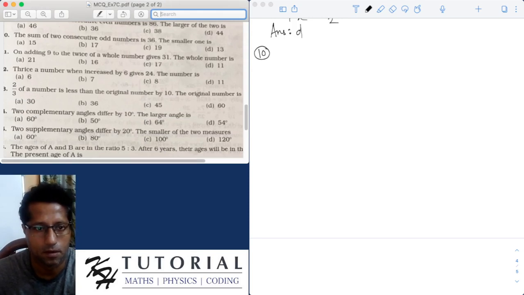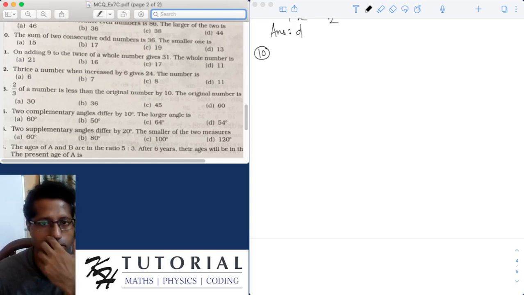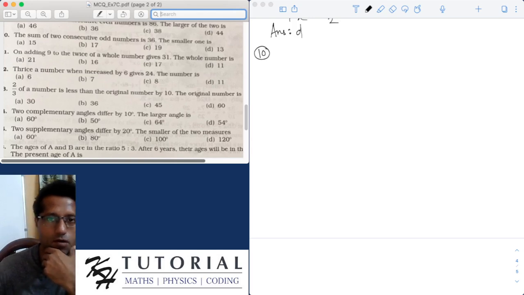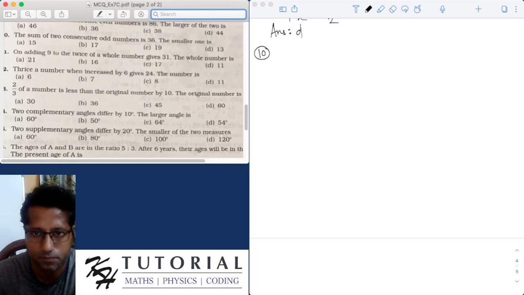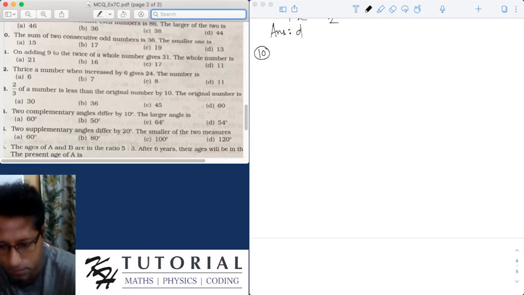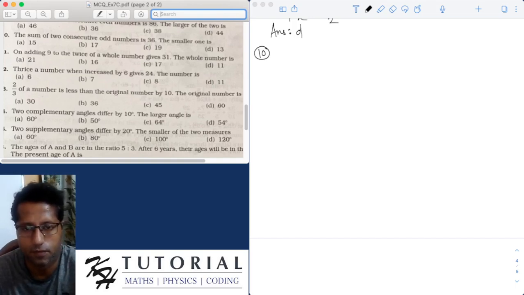Now all the problems will be of this type. Question number 10 says the sum of two consecutive odd numbers, now it is odd numbers, is 36. The smaller one is, now it has asked the smaller one, and the consecutive numbers are odd. So we know that if we consider x as the smaller odd number, then the next odd number will be x plus 2.